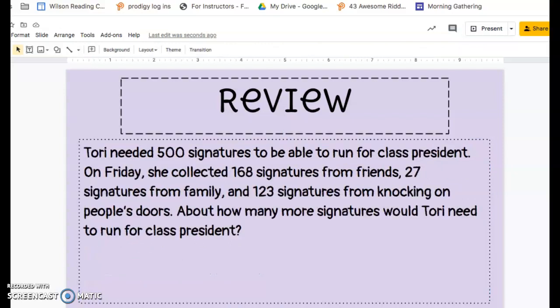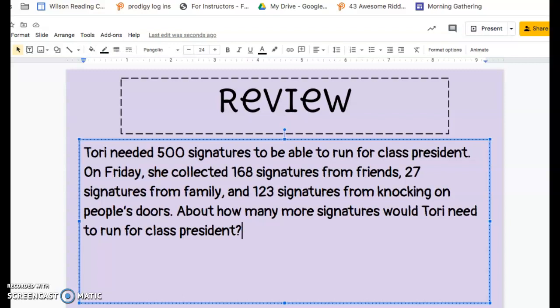Let's try another one. Tori needed 500 signatures to be able to run for class president. On Friday, she collected 168 signatures from friends, 27 signatures from family, and 123 signatures from knocking on people's doors. About how many more signatures would Tori need to run for class president? Okay, so mathematicians, it's asking you to find out how many more signatures she needs to get her 500 signatures. So you're going to have to estimate here. Pause the video, and when you're ready, press play.